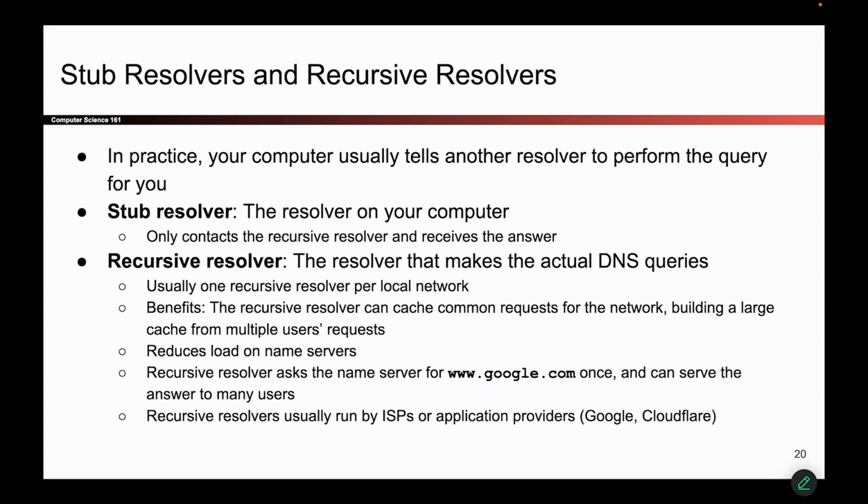So by caching requests, it makes the whole process faster, and it also reduces load on name servers, because now those name servers don't have to be bothered a second time when one of you asks for www.google.com. So it's a nice performance benefit. It pools all of our answers into a shared cache and reduces load on name servers.